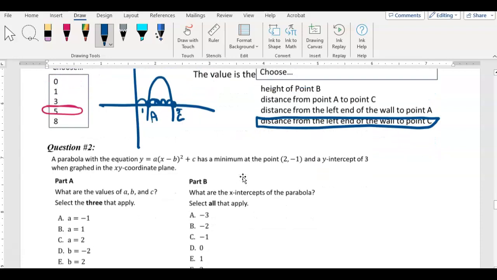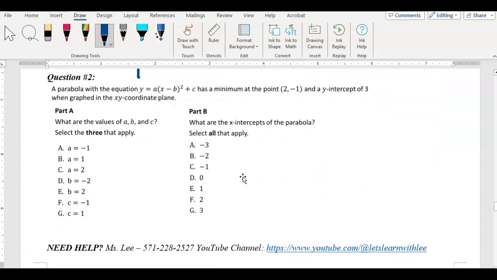All right, question number 2. A parabola with this equation, a times x minus b squared plus c, has a minimum at the point 2, -1 and a y-intercept of 3 when graphed in the xy coordinate plane. What are the values of a, b, and c?